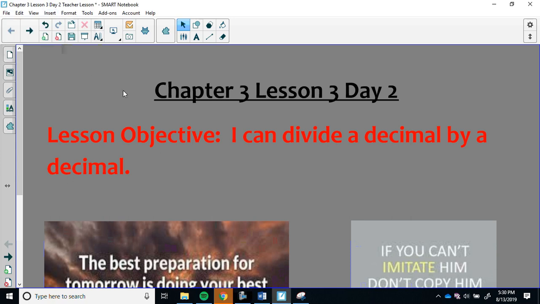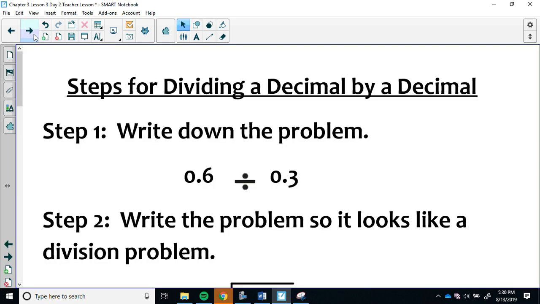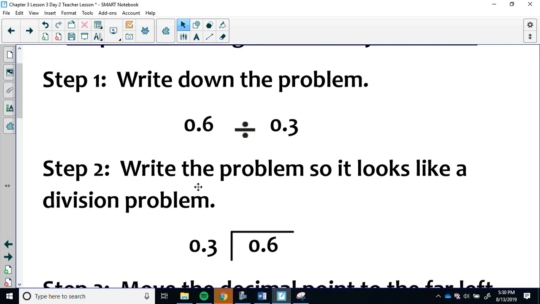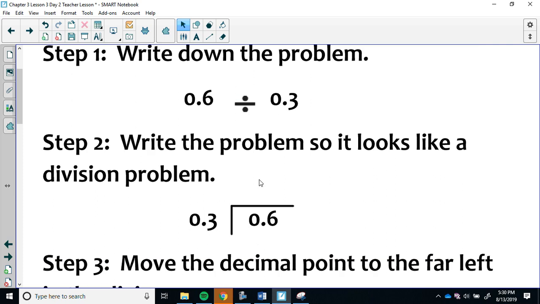All right, class. Tonight we're going to do the second day of Chapter 3, Lesson 3, and we'll be dividing a decimal by a decimal. Let's look at the steps. First off, we write down the problem: 0.6 divided by 0.3. Step 2, write the problem so it looks like a division problem. So the first number goes inside, and the second number goes on the outside.